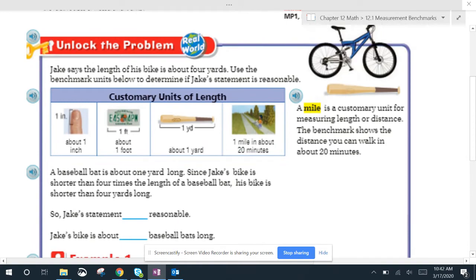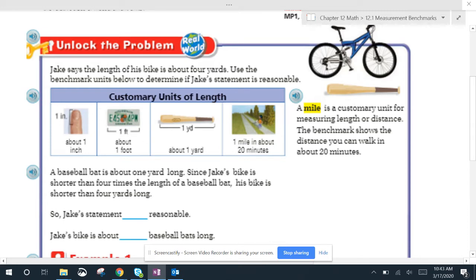Jake says that the length of his bicycle is about 4 yards. Use the benchmark units below to determine if Jake's statement is reasonable. So we're going to look at these examples of units of length, which you're pretty familiar with. The first one is about 1 inch, which is the length of your fingertip. So if you're wanting to measure something and it's within your fingertip range, then you're going to use inches.